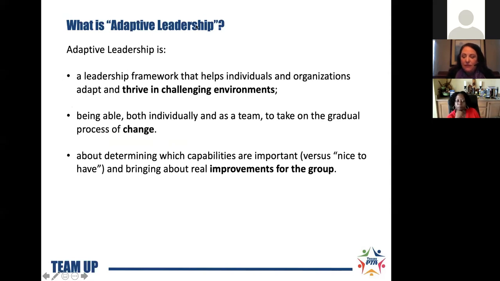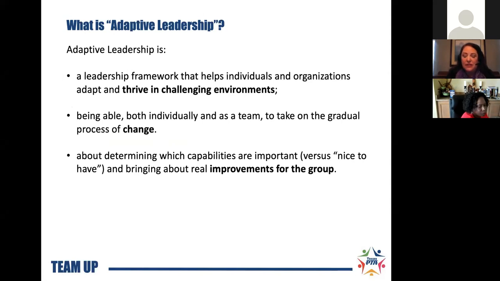So some of you may have encountered the principles of adaptive leadership through your professional work or through service and other volunteer roles outside of PTA. But I wanted to make sure that we set a common understanding of what we'll talk through today.